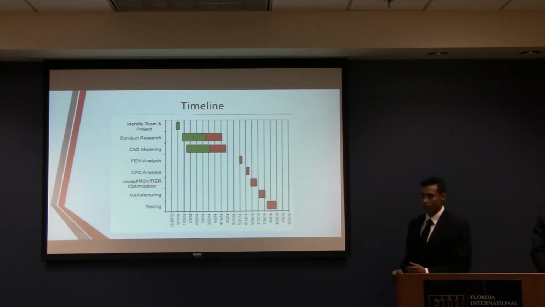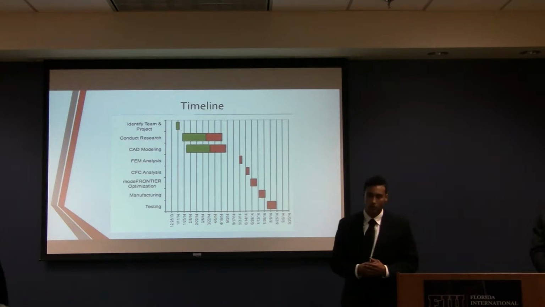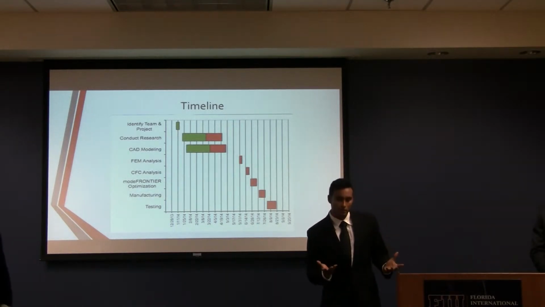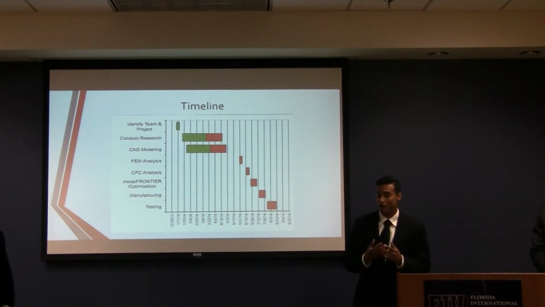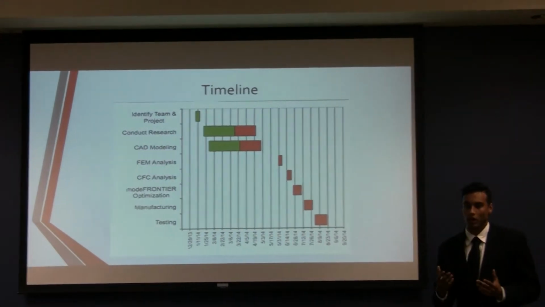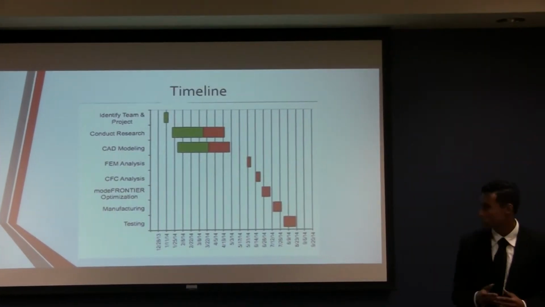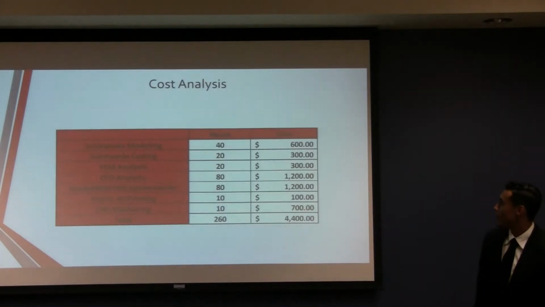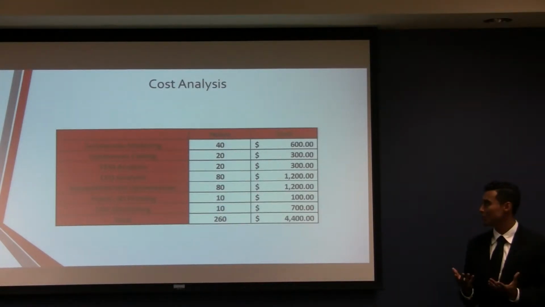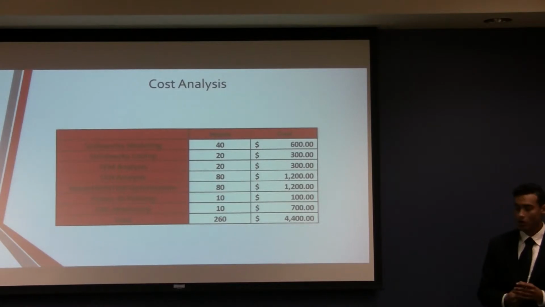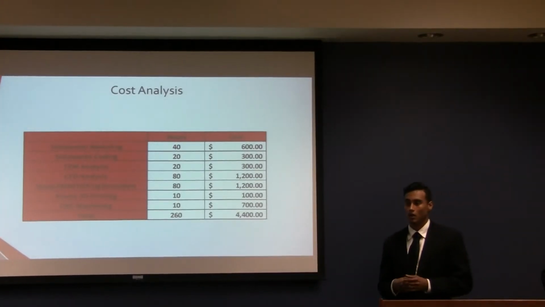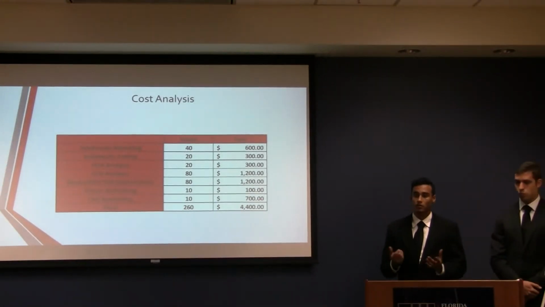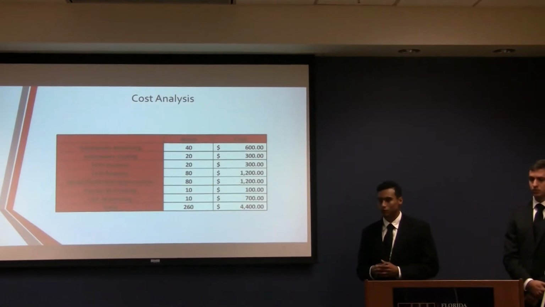Here's a timeline of our project. Right now we're still in the CAD modeling phase. We have to create a lot of designs, so it takes a lot of time for us to do that. That's why the majority of our project is in that area. Here's a cost analysis. It's just an estimate. The majority of our cost is going to be in the computing. It's going to take a lot of hours to run the different meshes and the different analyses.